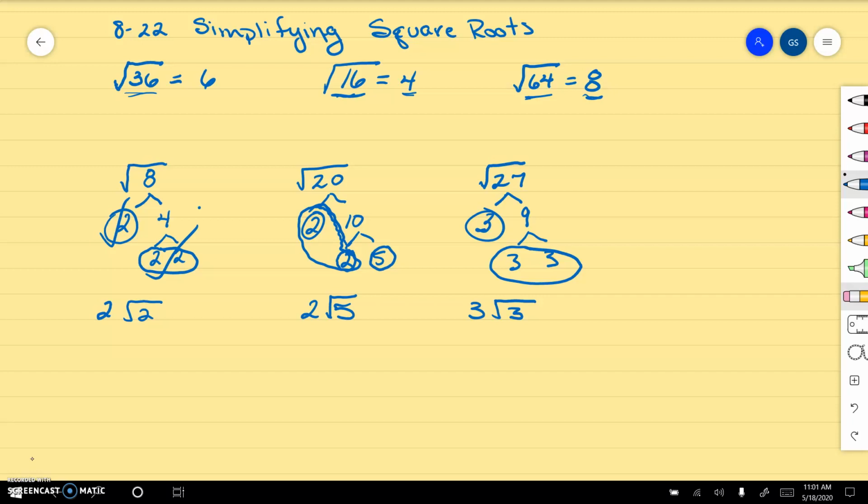So look, the numbers aren't always a 2 on the outside. That's why I wanted you to see that one. A lot of times it is, but not always.